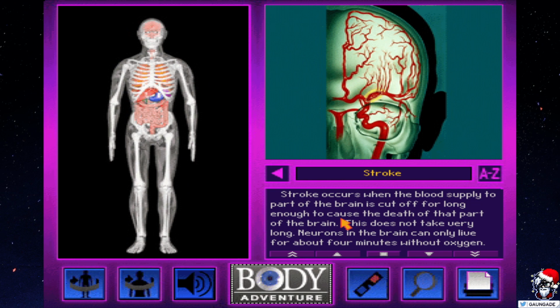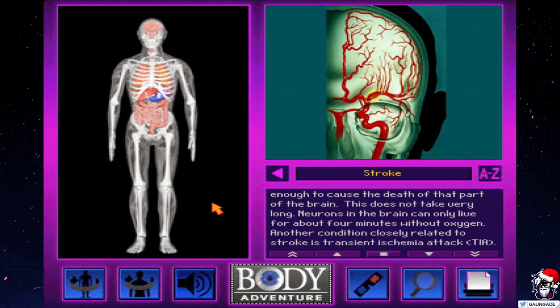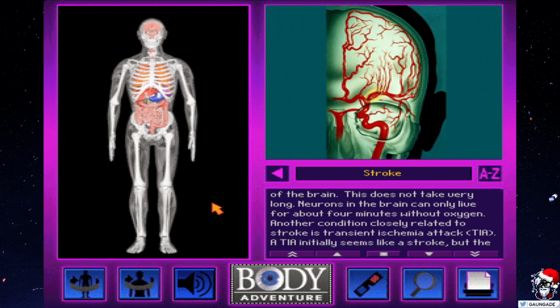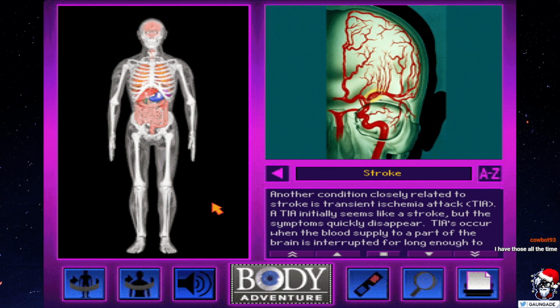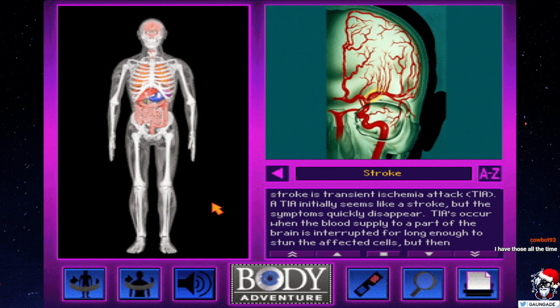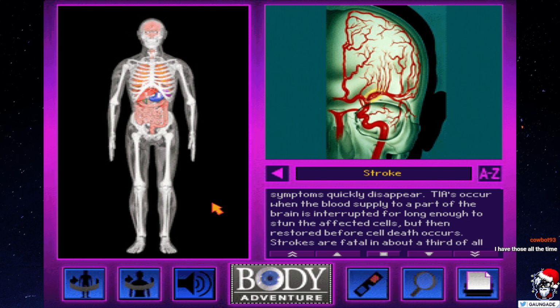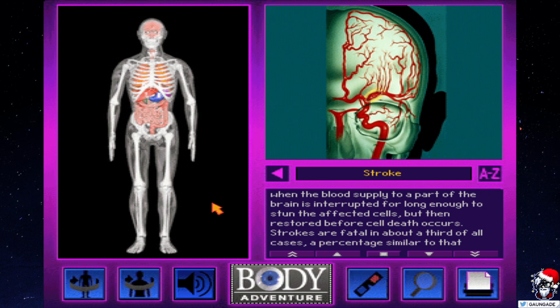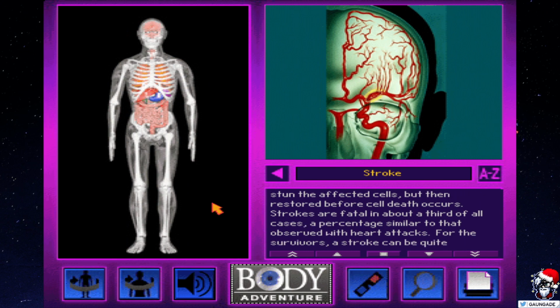Stroke. Stroke occurs when the blood supply to part of the brain is cut off for long enough to cause the death of that part of the brain. This does not take very long. Neurons in the brain can only live for about 4 minutes without oxygen. Another condition closely related to stroke is transient ischemic attack, TIA. A TIA initially seems like a stroke, but the symptoms quickly disappear. TIAs occur when the blood supply to a part of the brain is interrupted for long enough to stun the affected cells, but then restored before cell death occurs.